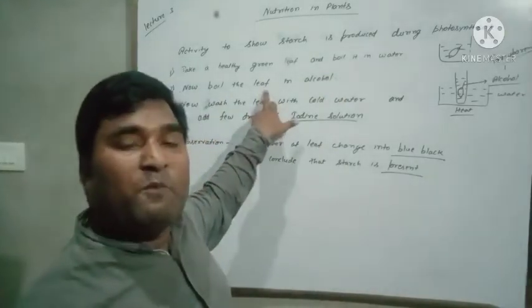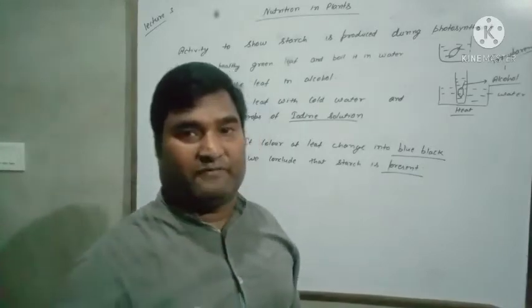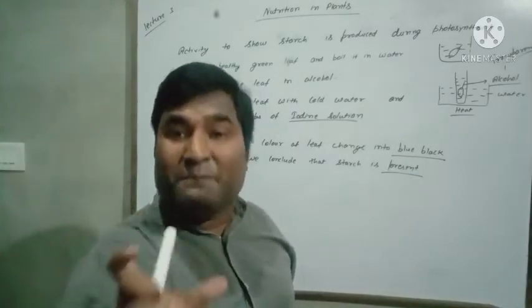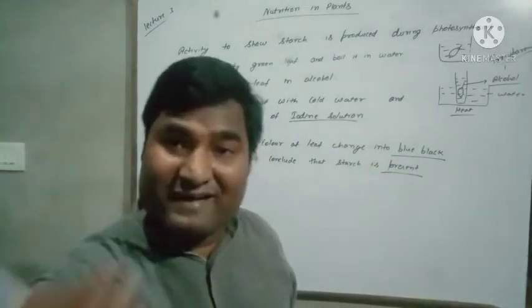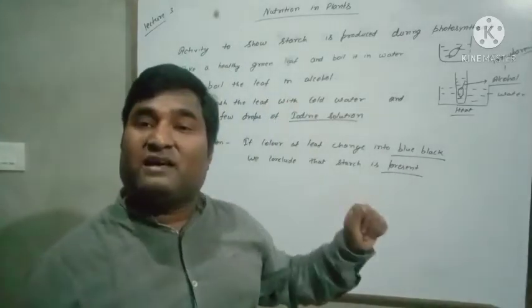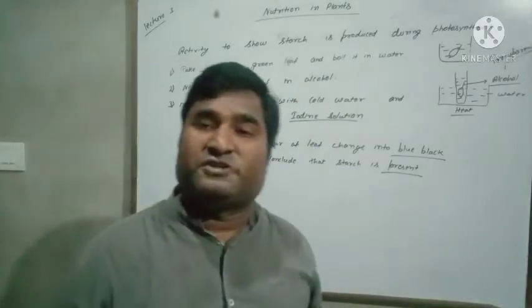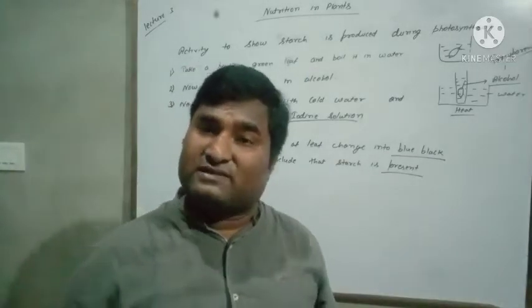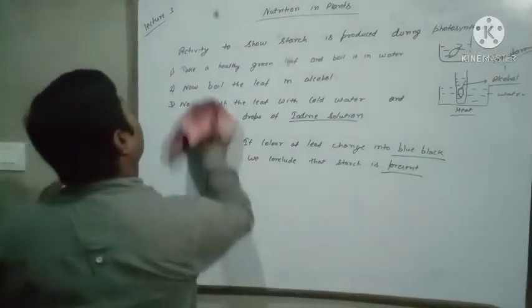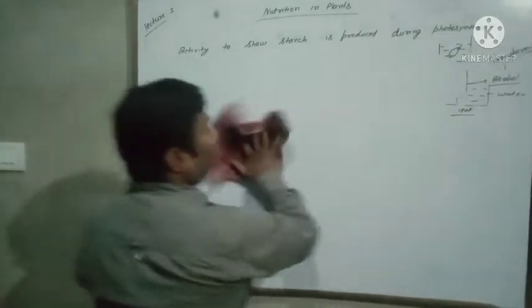Second point, we have boiled in the alcohol to remove green color from the leaf, because in presence of deep green color, this blue black color cannot be noticed. So to remove green color from the leaf, we have boiled in alcohol. After that we have added iodine solution and it will give positive result for the presence of starch. Okay. Next activity is activity to show the sunlight is essential for photosynthesis.